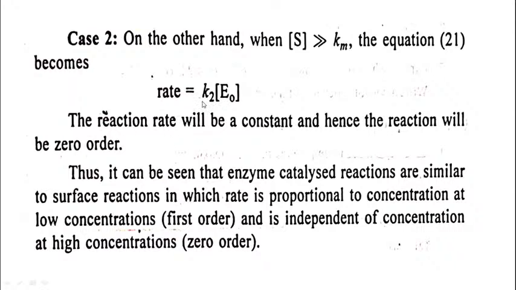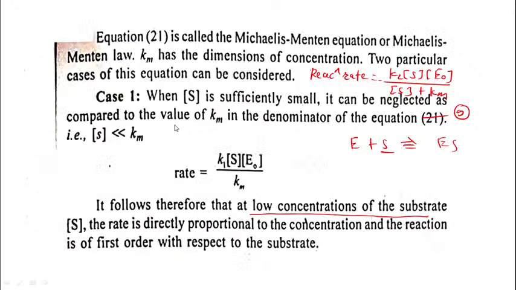It does not depend upon the concentration of the enzyme here, so it means that the reaction does not depend upon anyone. So the reaction rate will be constant, and K2 is constant. Hence the reaction will be zero order. And the previous reaction is first order.